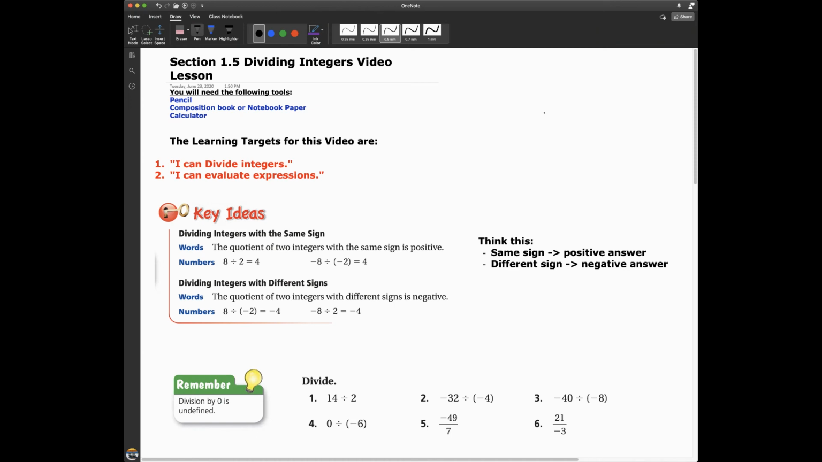Hey everybody, Mr. Odom, and today we are going to learn how to divide integers. And this video will be a lot shorter than the video lesson on multiplying integers. Why is that, you ask? I'm going to tell you. Because the rules for dividing integers are exactly the same as the rules for multiplying integers.